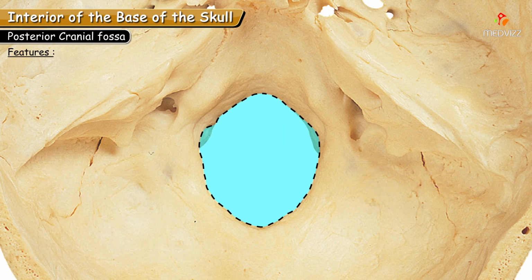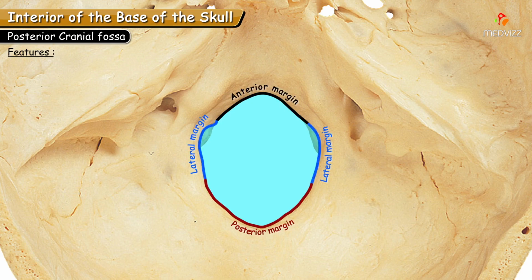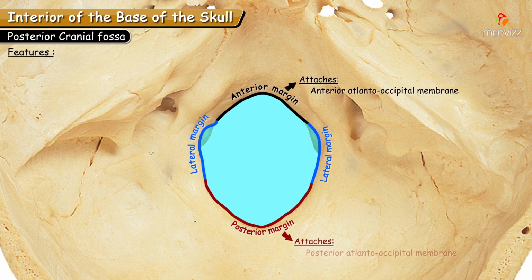Let's see the margins of foramen magnum. Foramen magnum, we know it is oval like, having an anterior margin, posterior margin and 2 lateral margins on either side. Starting with the anterior margin which gives attachment to anterior atlanto-occipital membrane, posterior margin provides attachment to posterior atlanto-occipital membrane and lateral margins gives attachment to alar ligaments.